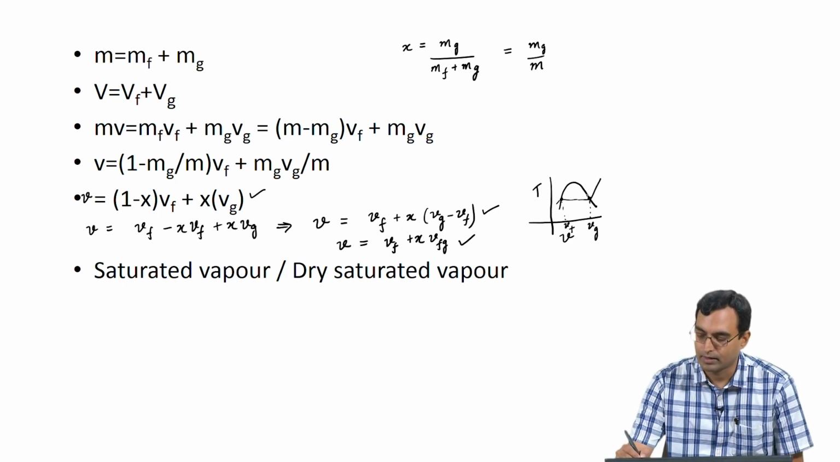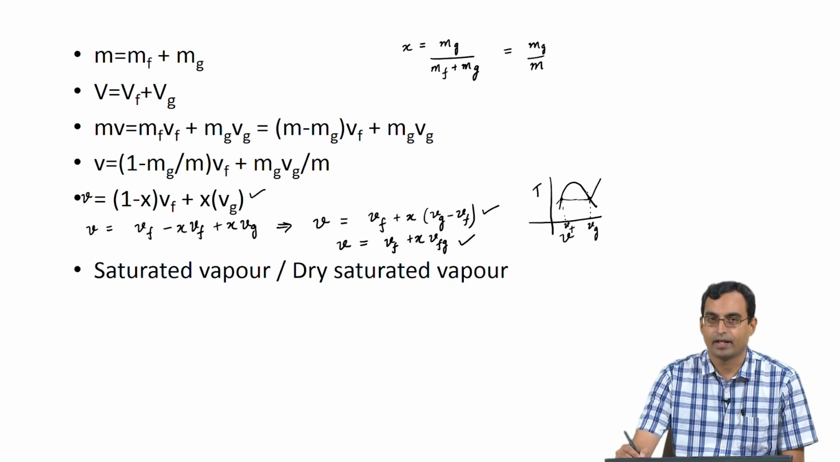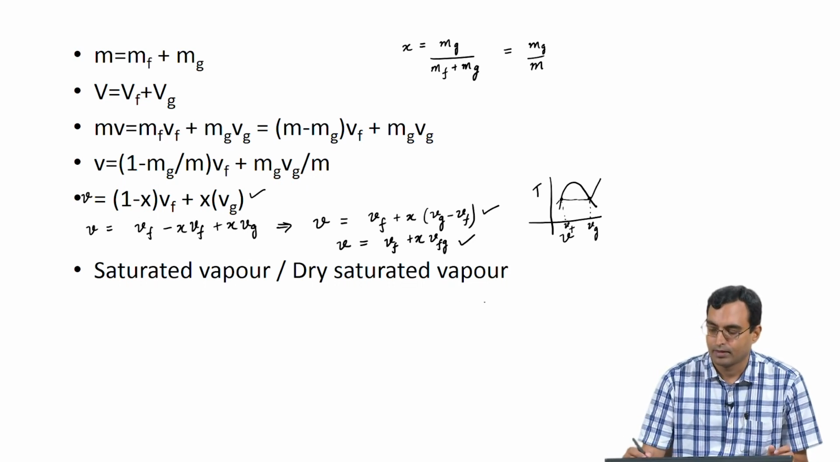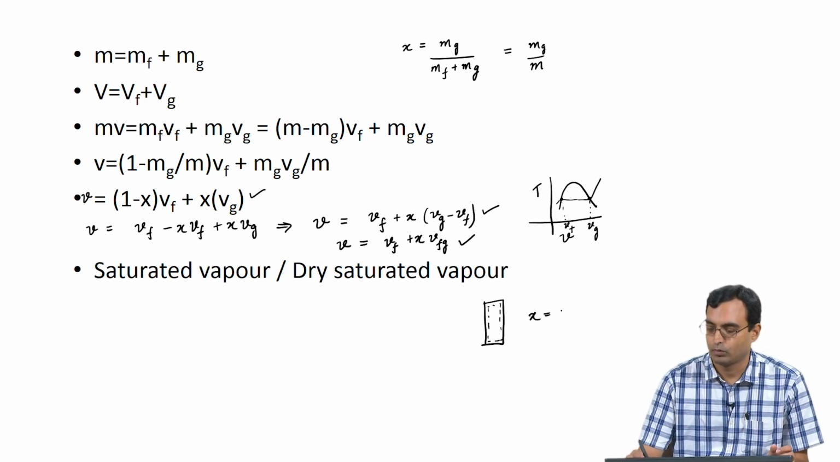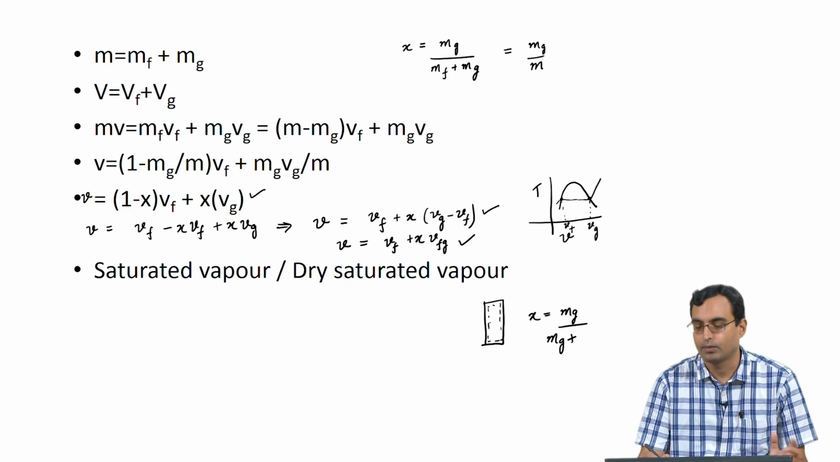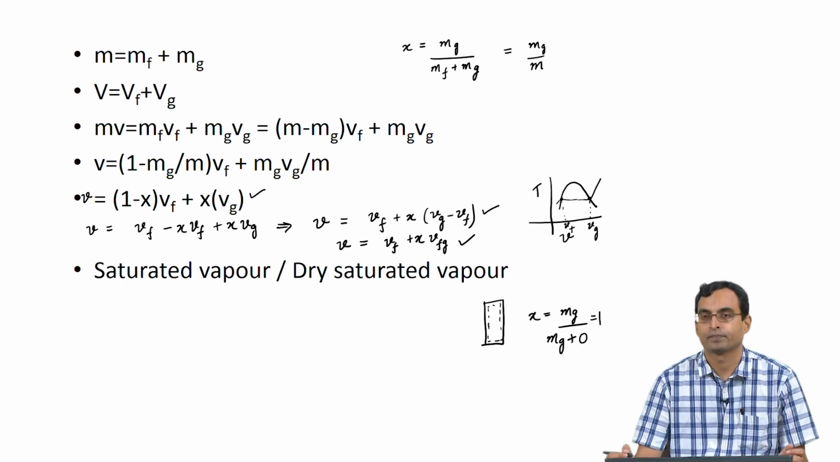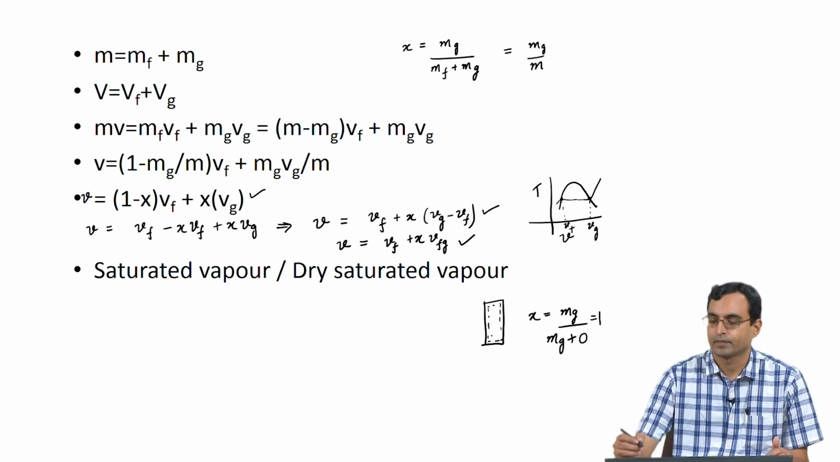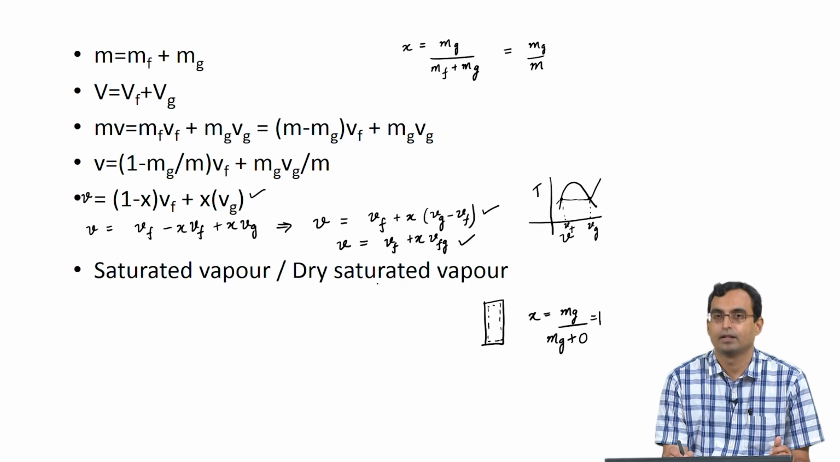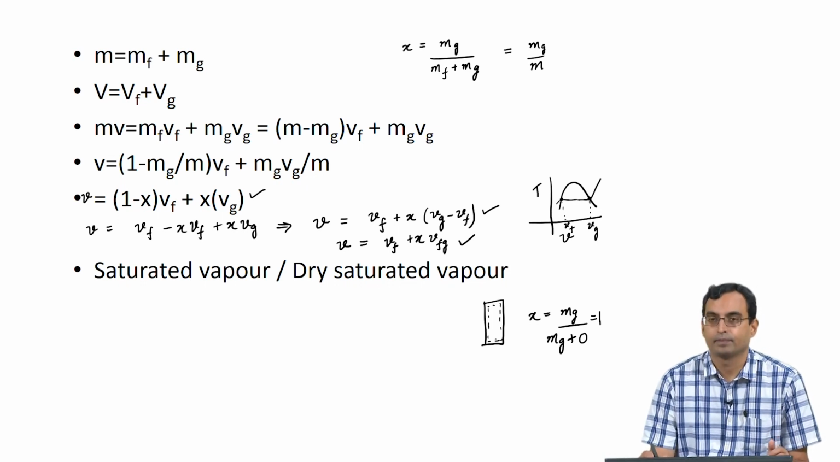So, if I had a container having only vapor at the saturated condition, then x would be mg, which is the mass of this gas, divided by mg plus mass of liquid. Let us say all the liquid just became vapor, then the mass of liquid is 0. So, it would be 1. So, to emphasize that x is 1 in cases like this, we call this dry saturated vapor.